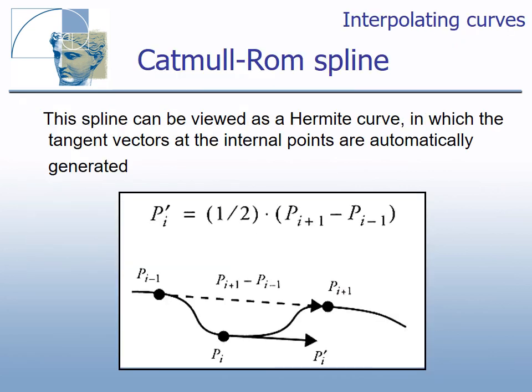The Catmull-Rom spline is a special case of a Hermite curve, in which the tangent vectors at the internal points are automatically generated. For the given 3 points in the image, the tangent vector in the middle point p sub i is defined as a half of the vector connecting the previous point p sub i minus 1 and the following point p sub i plus 1. Such a tangent vector is defined by the shown expression.